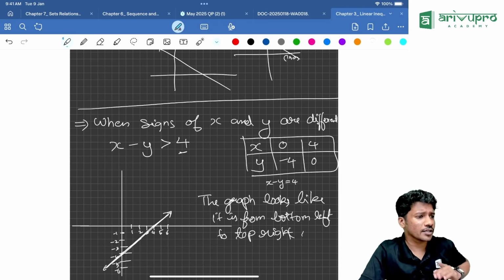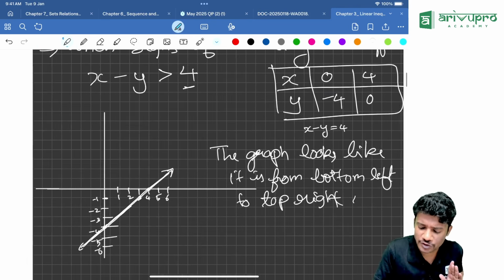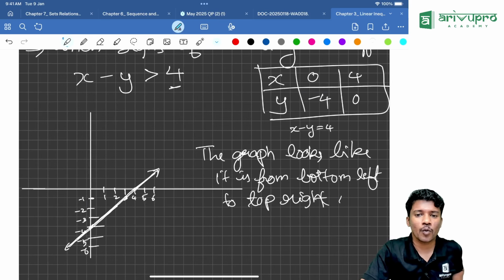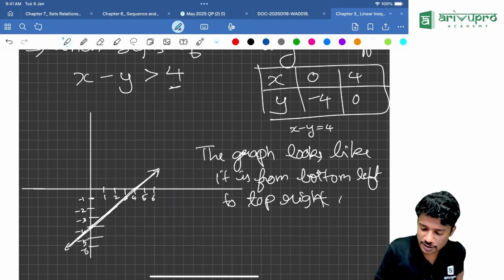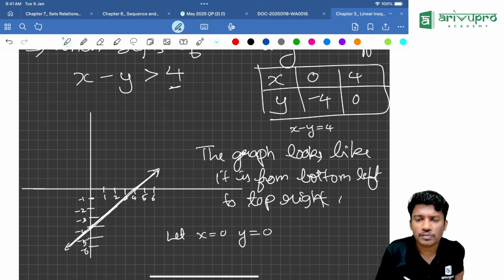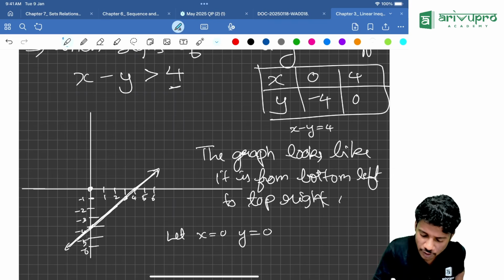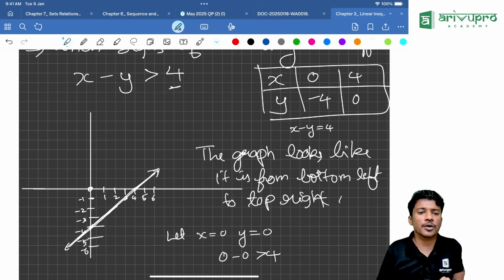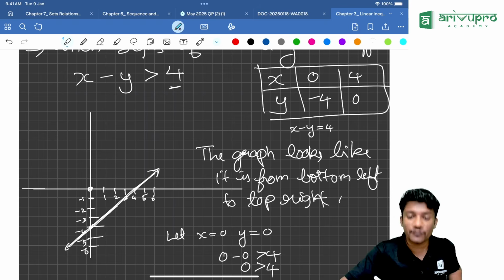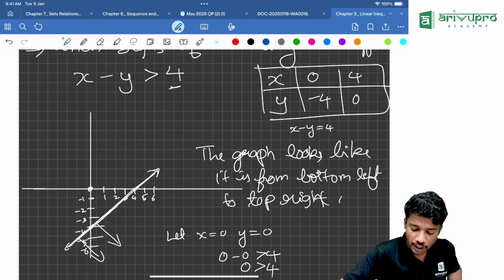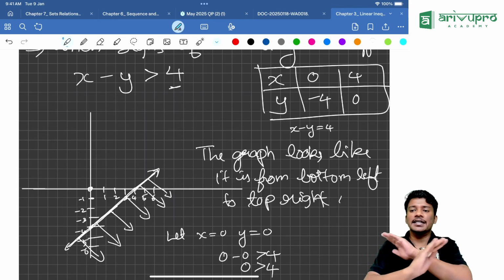Now my question, area of this particular graph is towards which side? You tell me. What assumption are we going to take? Let x is equal to 0, y is equal to 0. That means origin is over here. We will check. 0 minus 0 is greater than 4. Is that possible? No. The graph area will be away from the origin. That's the meaning of this entire thing.